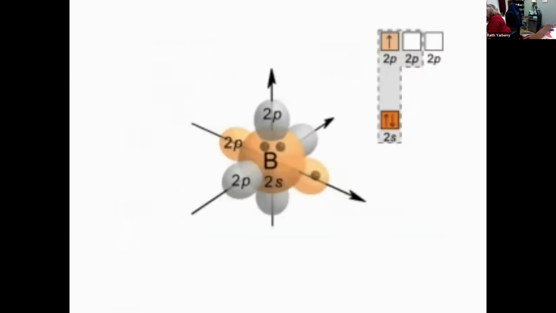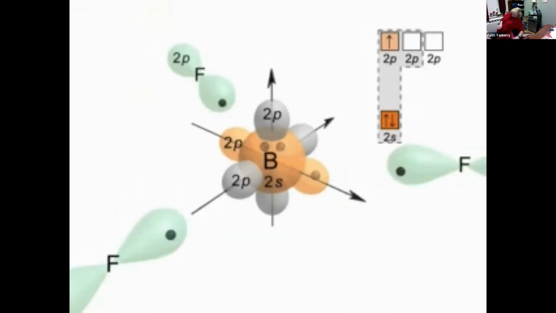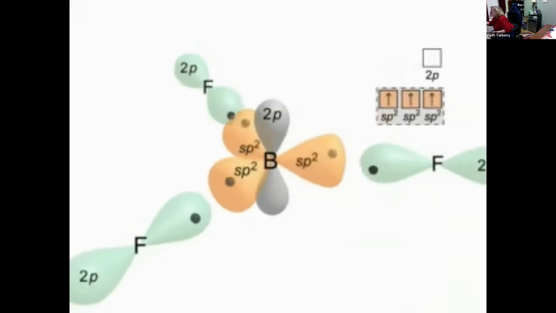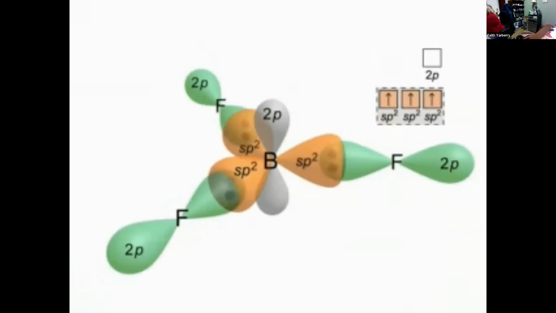Here's an orbital depiction of the ground state boron with filled 2s, half-filled 2p, and two empty 2p's. The fluorines have half-filled 2p orbitals. In BF3, the boron atom is hybridized with the three sp2 hybrids pointing to the corners of an equilateral triangle. Boron and fluorine orbitals overlap to form three B-F bonds 120 degrees apart.